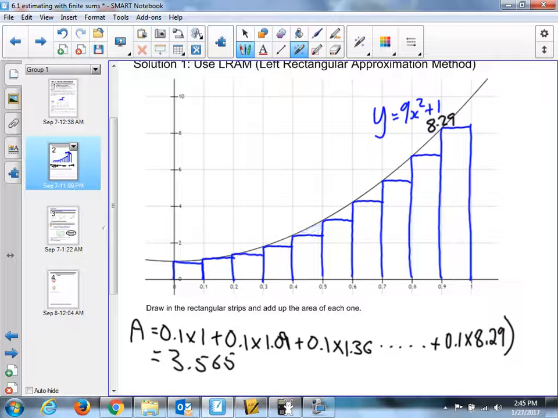Now, in this case, it's a left rectangular approximation on an increasing function. Any increasing function, do you see that you'd always get, even if it was concave down and you were doing left, it still would be these strips, right? It would still be underestimates. If it's an increasing function, left approximations will give you an underestimate.